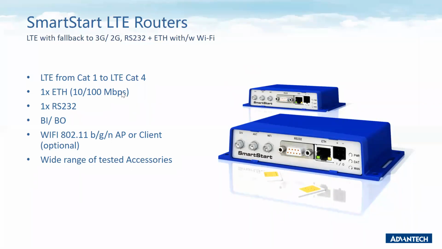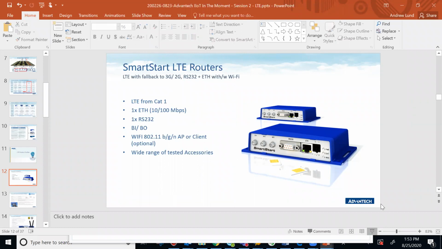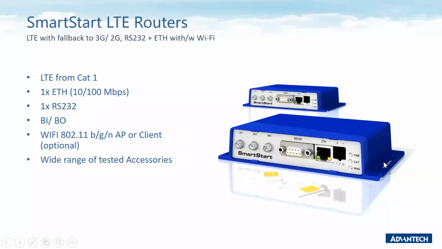Okay, in the US, this is LTE Cat 1, so I should change this. And you guys get to see real-time editing. This is like an action training here. Sorry about that. Okay, so Smart Start, as I said, is the lowest cost LTE platform that we have.